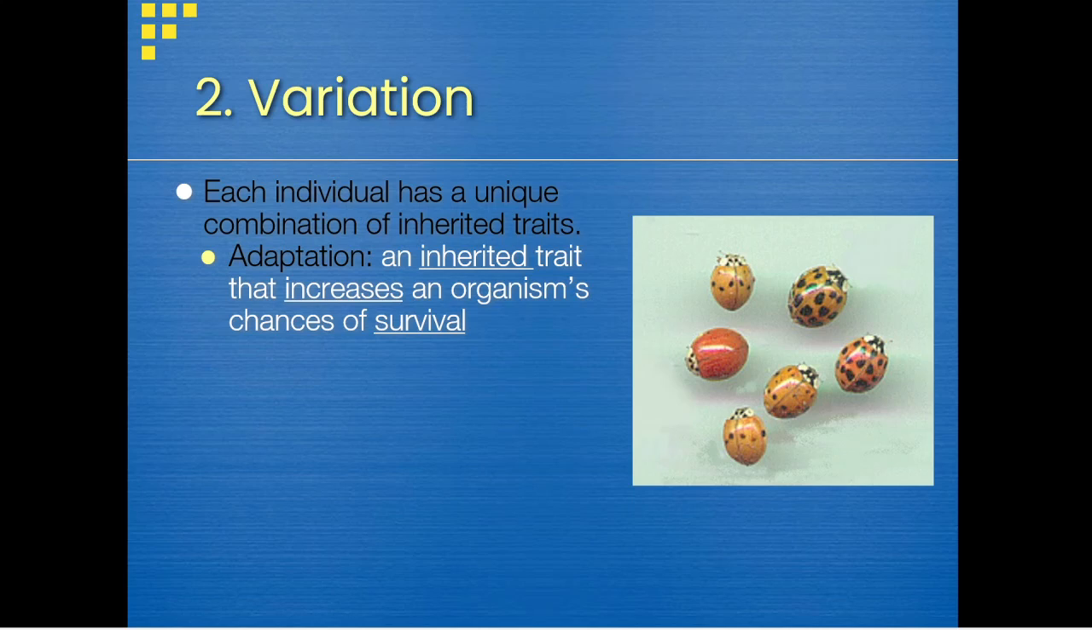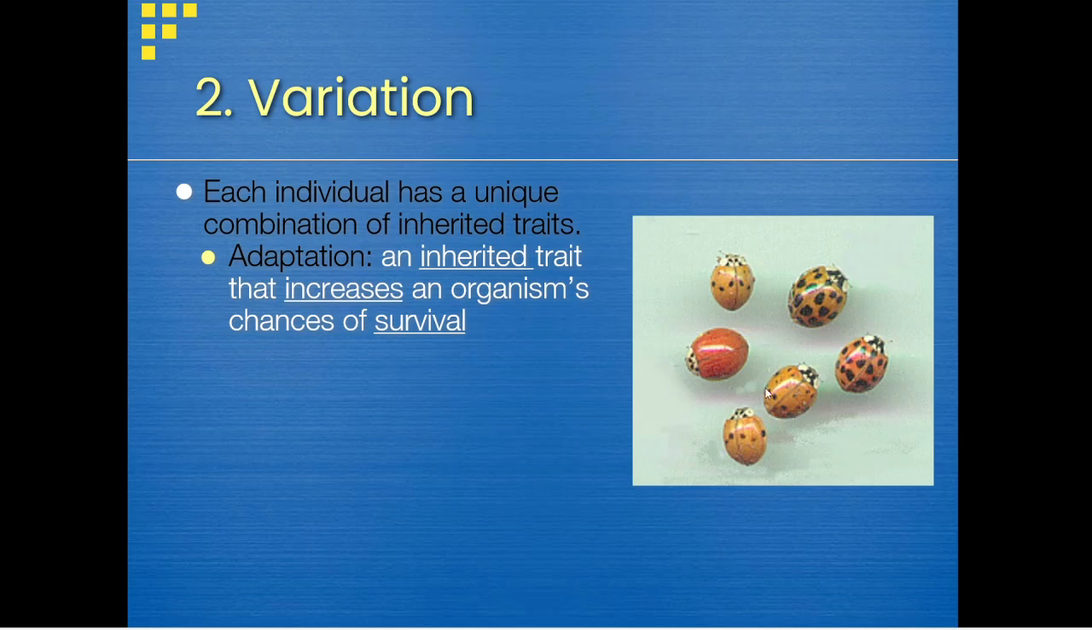And so the next thing we look at is variation. And that is each individual has a unique combination of inherited traits. That's why you do not look like your parents. We've talked about that in crossing over in meiosis. And then adaptation, which we've talked a lot about with the sticklebacks, is an inherited trait that increases an organism's chances of survival. And when we're talking about survival, we're talking about not only is it alive, but it's able to reproduce. It's able to have progeny.